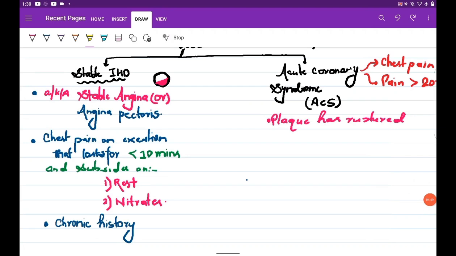Stable IHD, also known as stable angina or angina pectoris, has chest pain on exertion which lasts for less than 10 minutes and subsides on rest and nitrates. Another important point is that there is a chronic history of stable IHD. That is, there will be angina pectoris for a long term. Like when the patient does exertional work, there will be pain. There will be a chronic history of this.